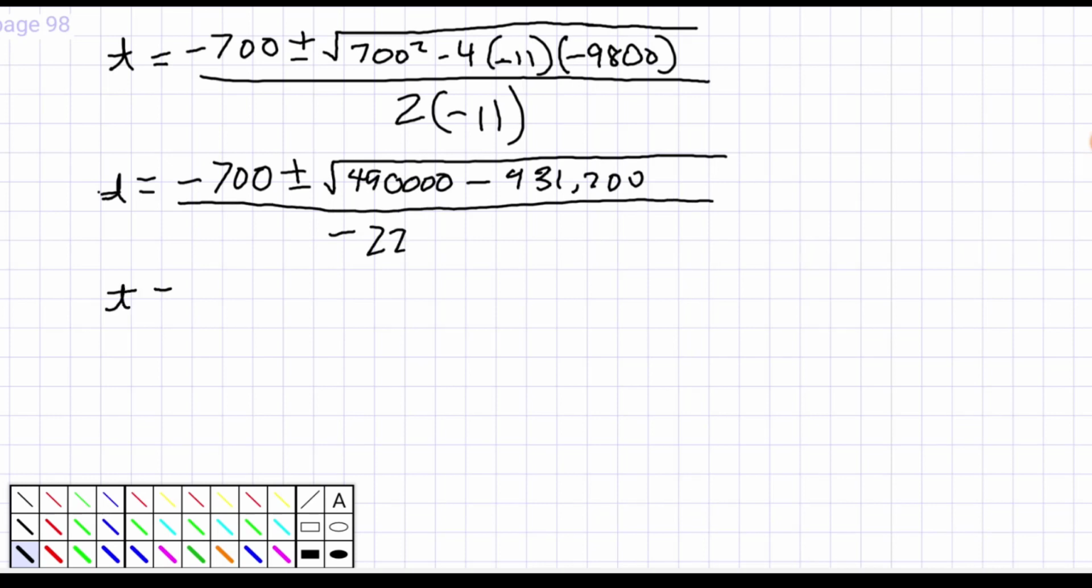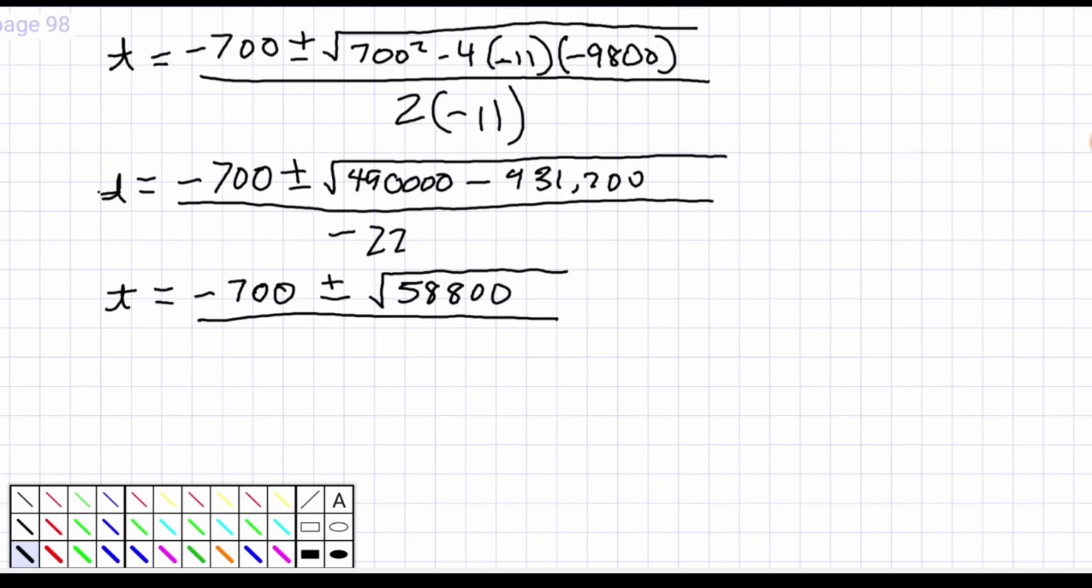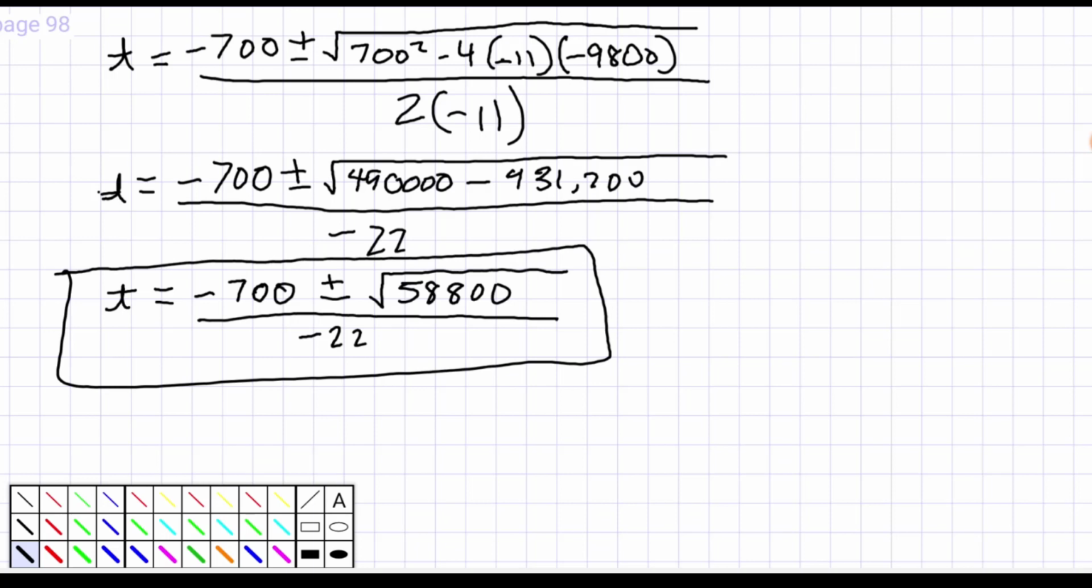So t will be equal to, all right, so let me simplify this a little bit. Just a little bit of calculator work. This will give us negative 700 plus or minus the square root of 58,800, all of this divided by negative 22. Okay, so there's my answer. Now, I want to go see what that answer is. That's just calculator work. So let's take this over to Desmos, and let's find out what this answer is.